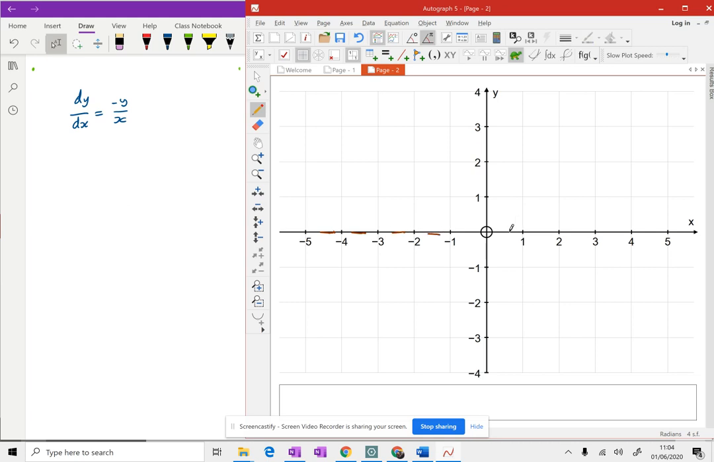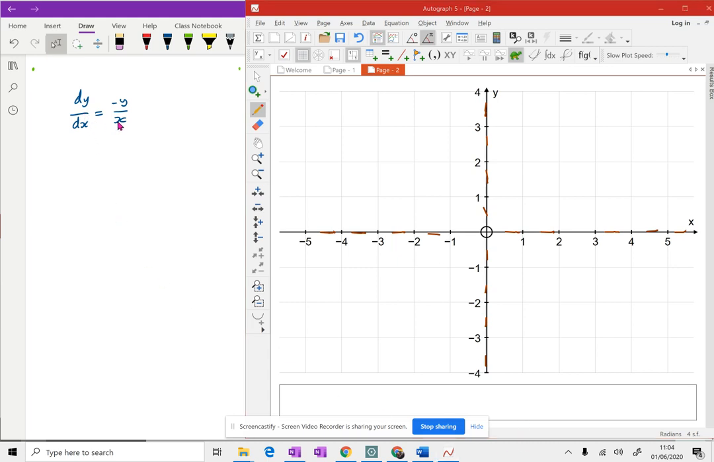Doesn't matter where we are on the x-axis, the gradient is always 0. On the y-axis, x is 0, x is on the bottom, so on the y-axis we always have an infinite gradient. You can see straight away that there's a big difference between the two curves, the last diagram and this one.